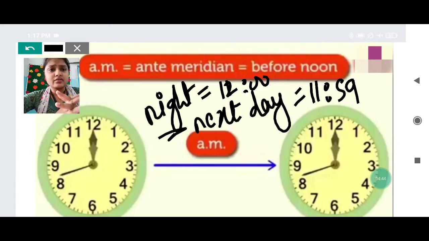Okay, AM means from the night 12 to the next day 11:59, it is considered as AM, whereas just after 11:59 when there is 12 in the clock, it is noon, and then after 12, when there is 12, 1, 2 like this, then it is called PM. Just after that we can write, like if 12:01 is there, then we can write PM. But when exactly 12 is there, we call it noon. When at night exactly 12 is there, then we call it midnight.